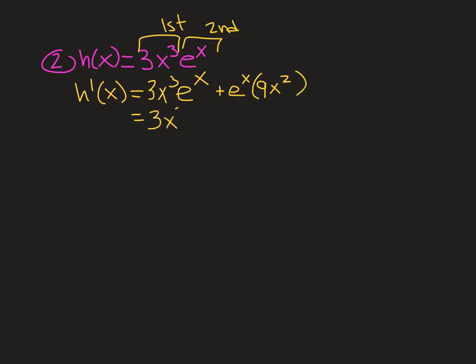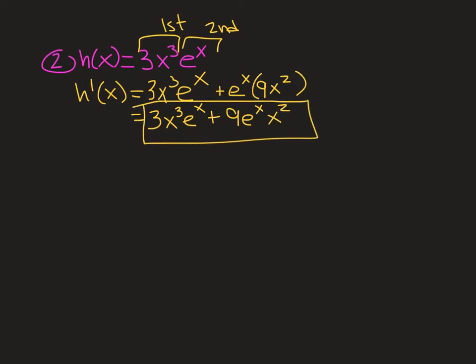Be really careful on this, actually. It's a really common thing that people just write 9e to the x times x squared as their answer, and they miss that entire first part. So make sure that if you have a product, you're using the product rule. That's really important.